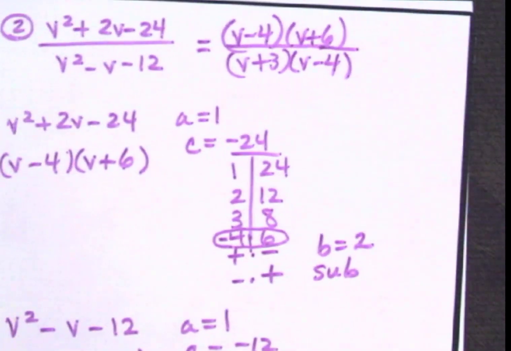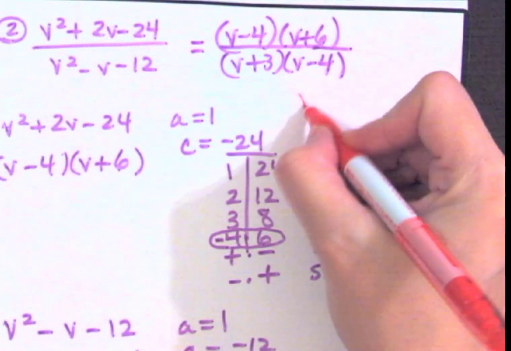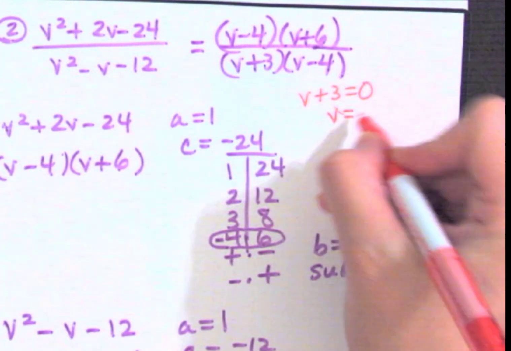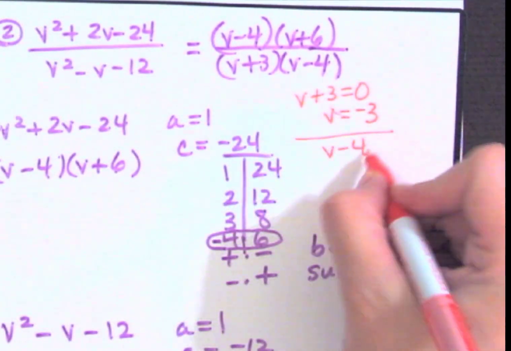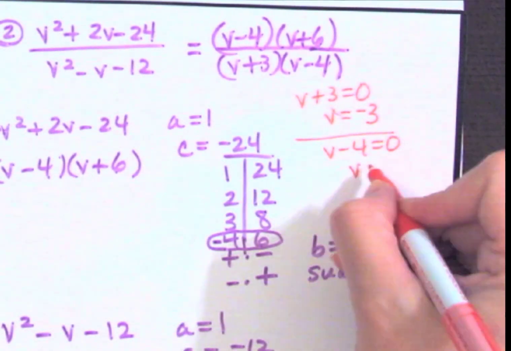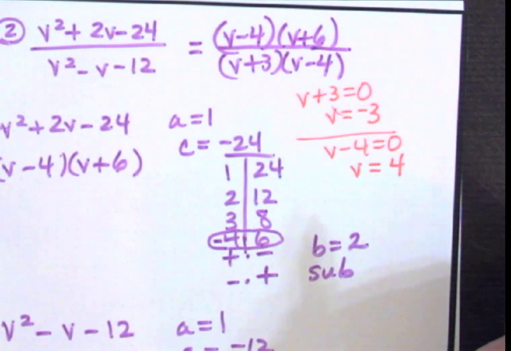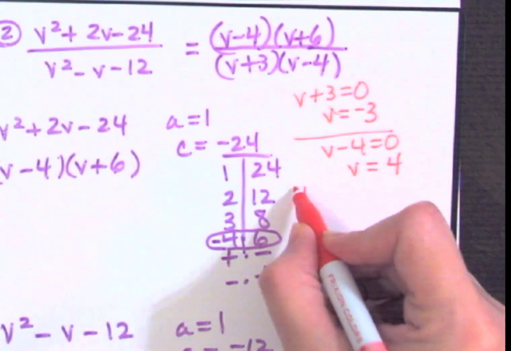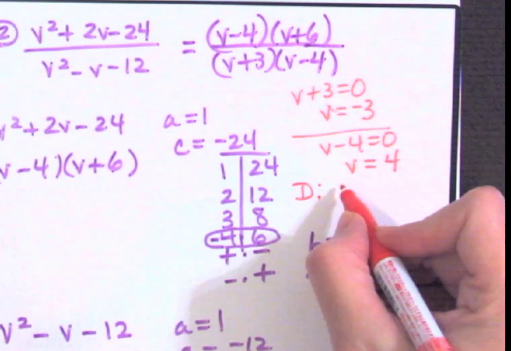Okay, before we do any canceling, we need to think about excluded values. So I'm going to set each one of those values equal to 0, subtract 3 from both sides, and I get v is negative 3. And then v minus 4 equals 0, add 4 and I'll get v equals 4. So these are going to be my two excluded values for our domain, and I'll just put a large D there for domain. And then it's all real numbers.